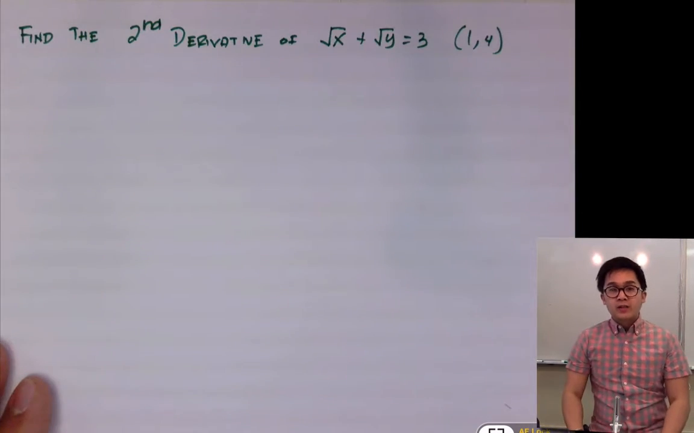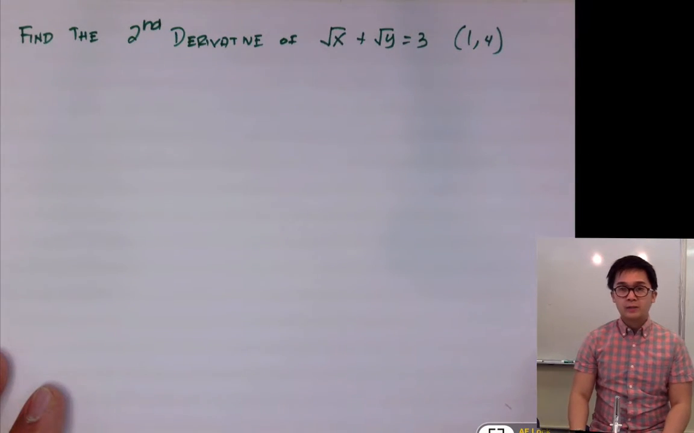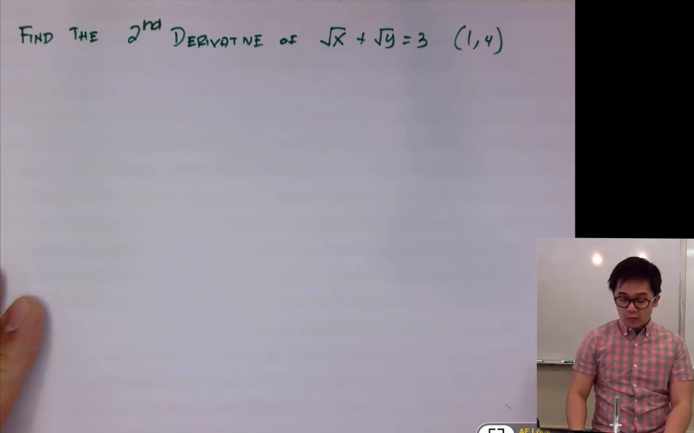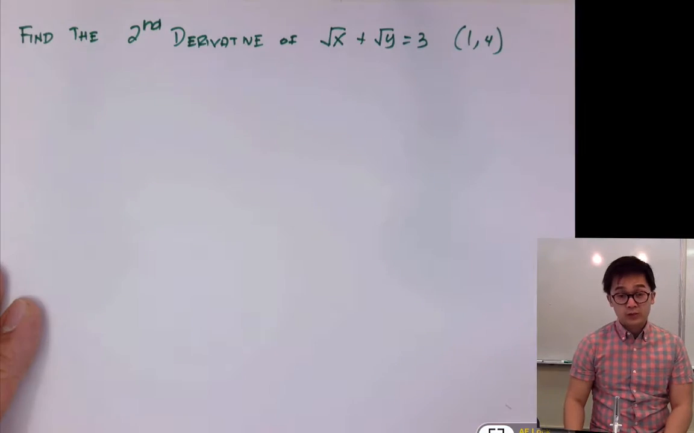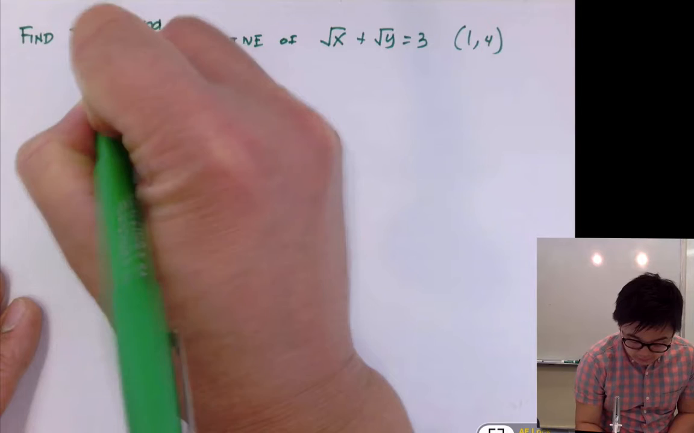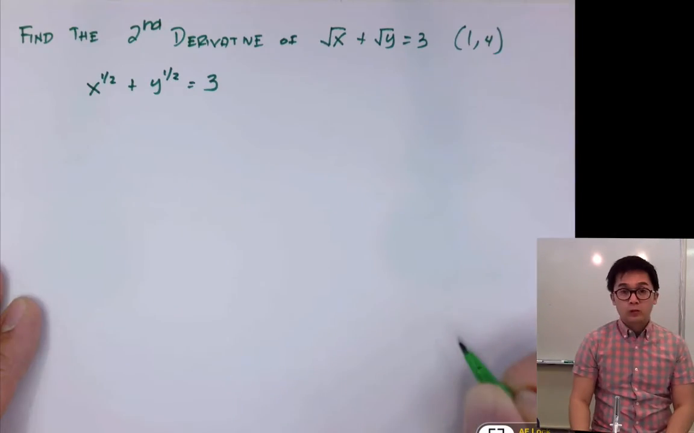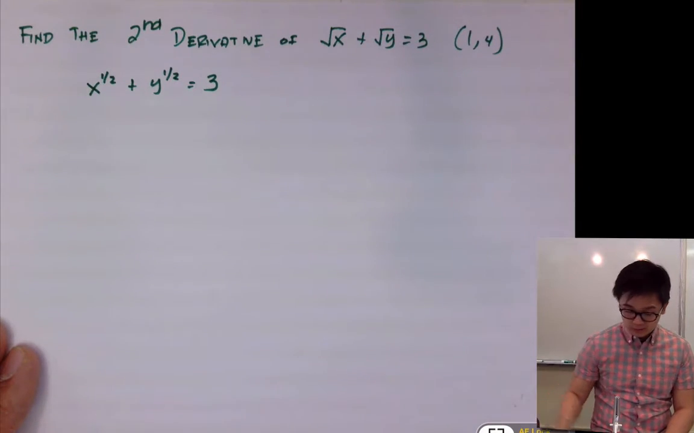So now we're going to find the second derivative of square root of x plus square root of y equal to 3 at a given point, which is (1, 4). So let's start with our first derivative. Before I move on to my derivative rules, I'm going to change my function into x raised to 1/2 plus y raised to 1/2 equal to 3, so I can use the power rule for my derivative function in a little while.